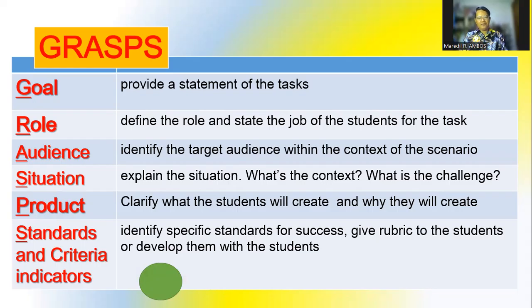And of course letter S is the standards and criteria and indicators. That's letter S. So it identifies specific standards for success. Give a rubric to the students. That's why we know the criteria and the indicators, or develop them with the students. So again, GRASPS means goal, role, A is for audience, S is for situation, P is for product, S is for standards and criteria indicators. Again, in making our authentic assessment, we need to have GRASPS.